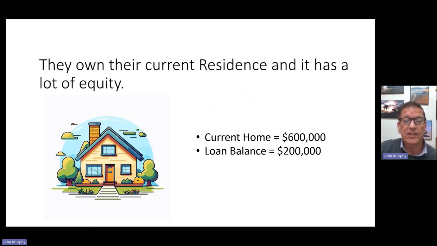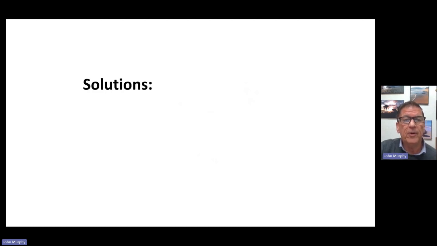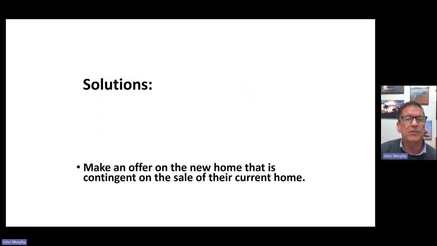However, they own their current residence. It has a lot of equity. It's worth $600,000. Loan balance is $200,000. So there's $400,000 worth of equity there. What if they could potentially use that? Well, let's look at solutions here.